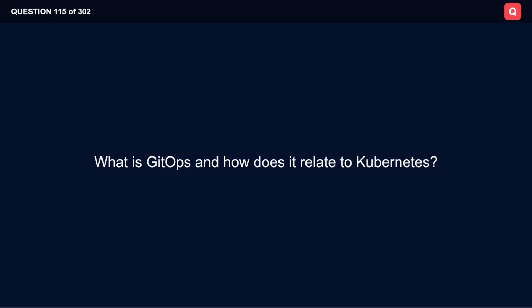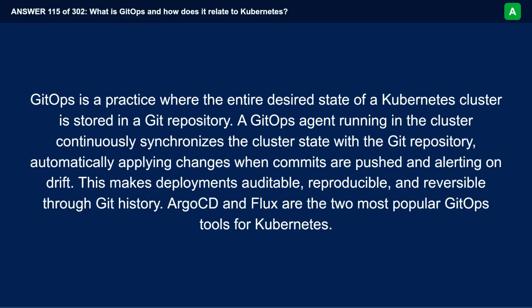What is GitOps, and how does it relate to Kubernetes? GitOps is a practice where the entire desired state of a Kubernetes cluster is stored in a Git repository. A GitOps agent running in the cluster continuously synchronizes the cluster state with the Git repository, automatically applying changes when commits are pushed and alerting on drift. This makes deployments auditable, reproducible, and reversible through Git history. Argo CD and Flux are the two most popular GitOps tools for Kubernetes.